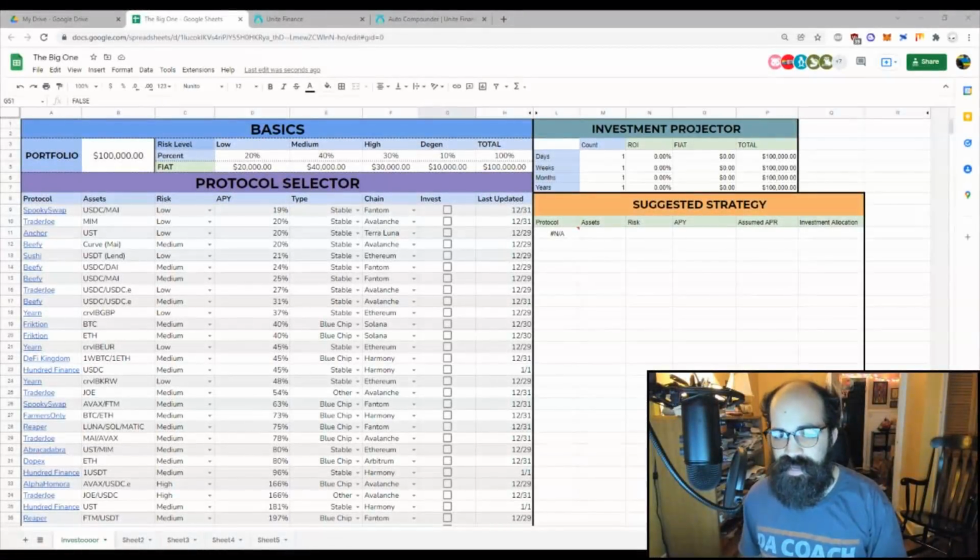Hello, I'm Steven, the calculator guy, and this is the big one. This is a calculator that I've been working on for a while, and I've had the idea about it for a while, and I finally decided to make it.